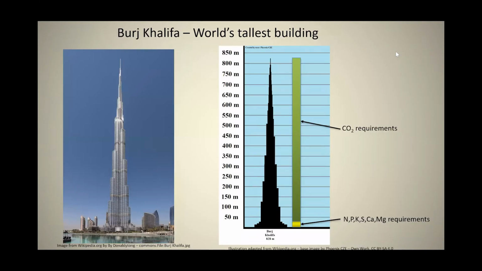If we look at the tallest building in the world in Dubai, you can see the relationship of CO2 in relationship to NPK, S, calcium, magnesium, and everything else. This building is over half a mile tall, 2,800 plus feet, and the vast majority of it would be CO2 if this was a plant.